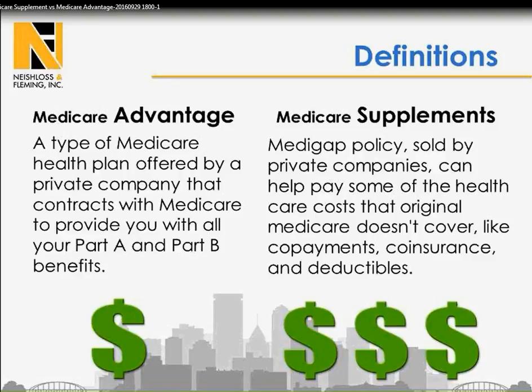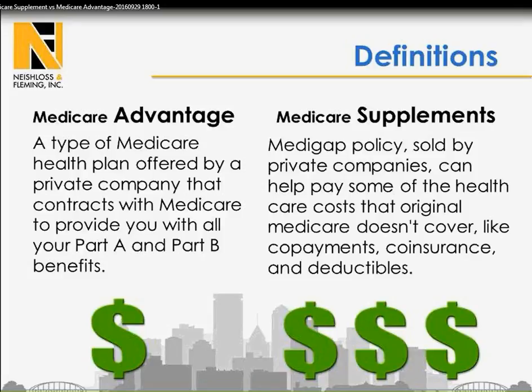Now, definition. Medicare Advantage. It's a type of Medicare health plan that's offered by a private company that contracts with Medicare to provide you with all your Part A and B benefits. Now, it is government funded. So what this means is it is not going to be accepted at a veterans hospital. VA benefits do not work with Medicare Advantage.